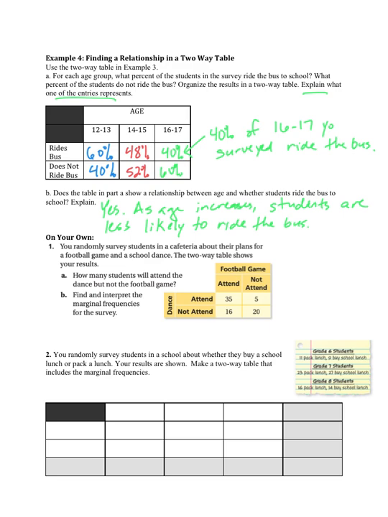Okay, for the on your own, you're going to go ahead and answer some questions about a two-way table and fill out your own two-way table for the second one. Good luck.